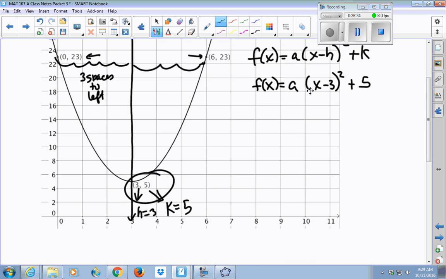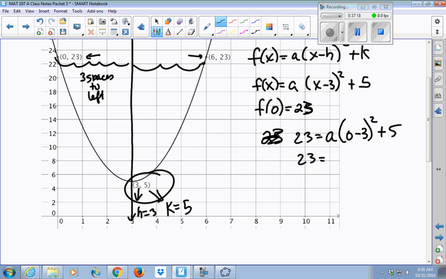So some little birdie has to come along and tell you an X value and a Y value. You need to know one point that is on this parabola. Do you? Yeah. In fact, you know two of them. You know (0, 23) and (6, 23). I love working with zeros. Whenever you can, it just makes your arithmetic a little easier. So I'm going to plug in the y-intercept. f of 0 equals 23. So 23 equals A times (0 minus 3) squared plus 5. 23 equals 9A plus 5. 18 equals 9A. So A is 2. That confirms what Daisy said about A being positive.